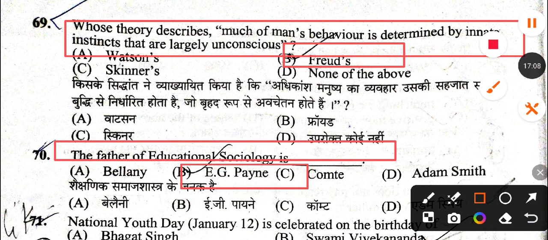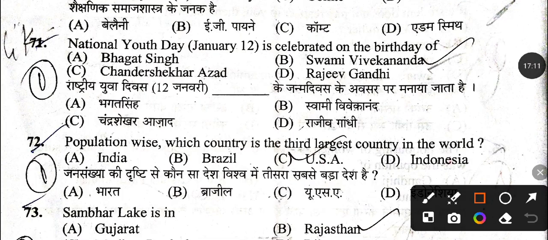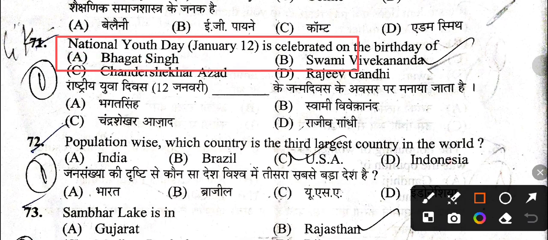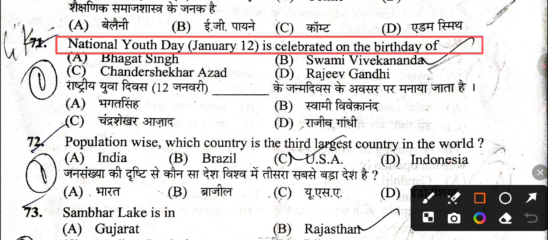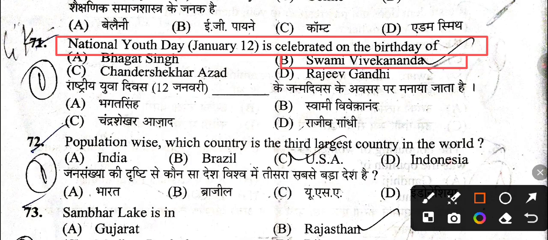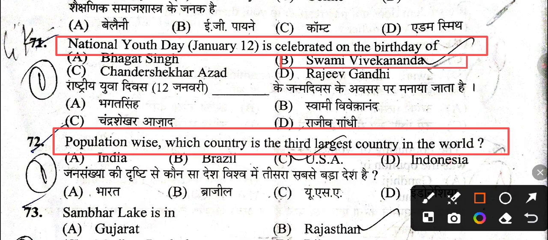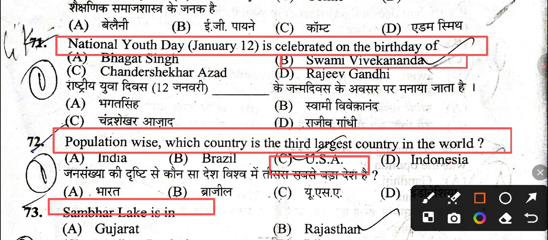Now it's the third part, that is the GK section. So question number 1. National Youth Day, which is celebrated on 12th January, is celebrated on the birthday of Swami Vivekananda. Option number B is the right answer. Population-wise, which country is the third largest country in the world? So USA. Sambar Lake is situated in, so it is found in Rajasthan.